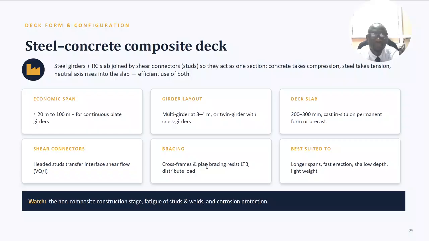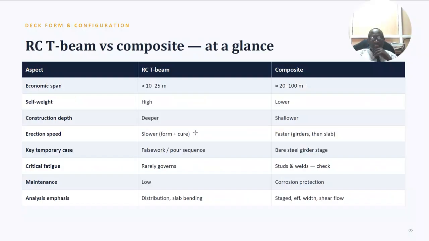Bracing, cross frames and plan bracing resist LTB, that's lateral torsional buckling, and distribute loads. It is best suited to longer span, fast erection, lightweight, and prop-free construction. Watch the non-composite construction stage, fatigue of studs and welds, and corrosion. So when you are preparing and reading, these are some of the areas you need to have interest in. I think there's something on connection which I shared.